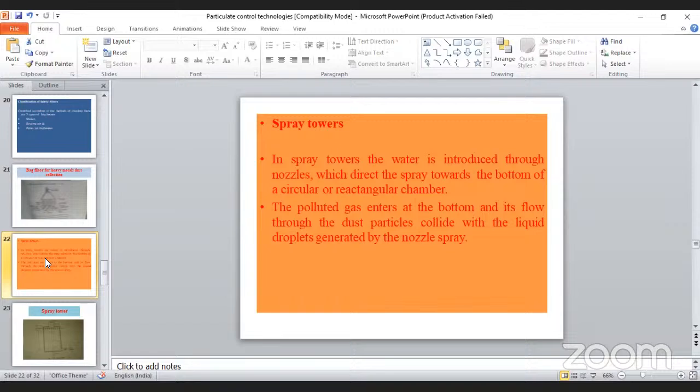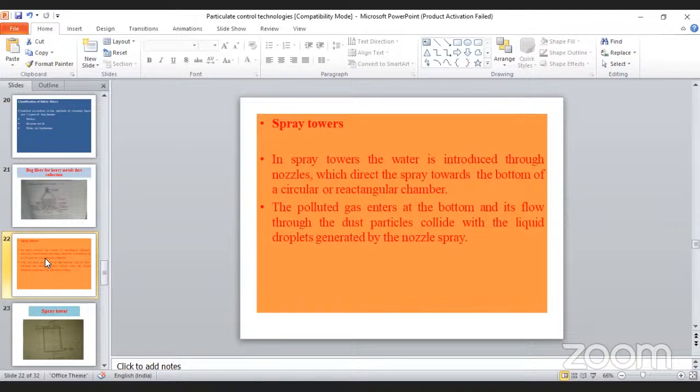Okay, spray towers. Whenever the term spray comes, you have to understand that we are giving pressure to the solution. Then the speed and pressure on the fluid will be more. Again, whenever the term spray is coming, it means either mechanically, manually or electrically we are giving some force, which in terms of pressure we can say, because pressure is force per unit area.